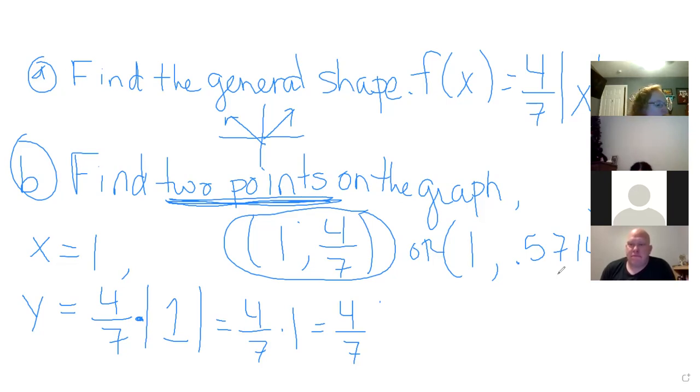All right, but what have we not done yet? We got 1 point. How many do we need? 2. There you go. All right, so let me erase this.